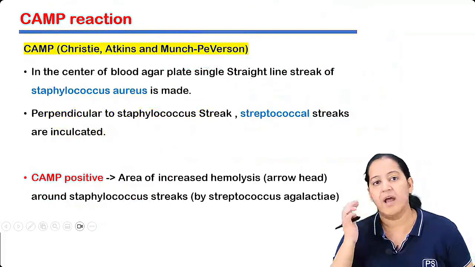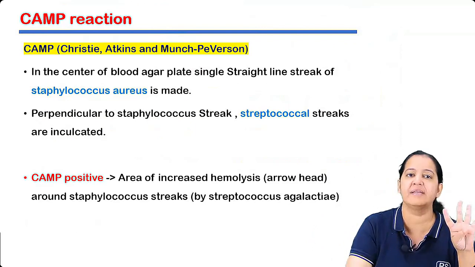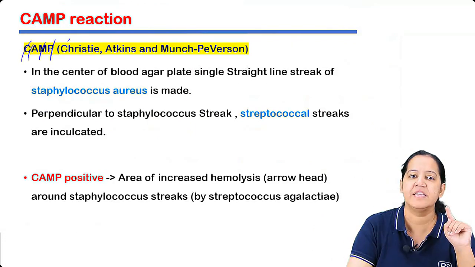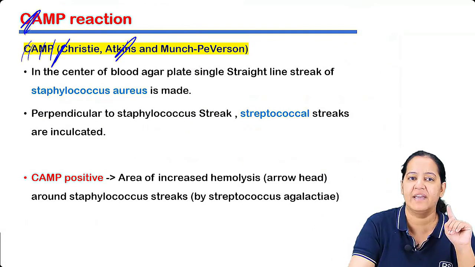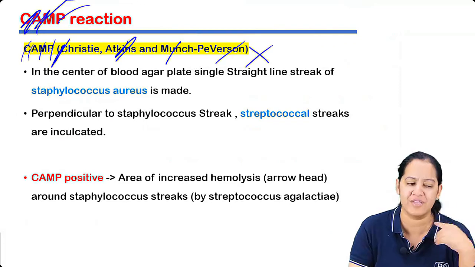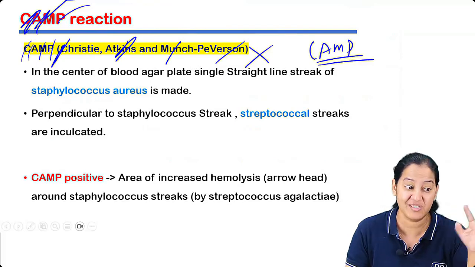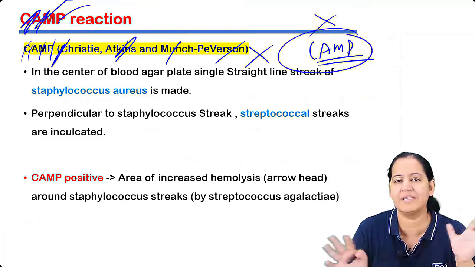So that's number one. And number two, what is CAMP? The full form of CAMP is named after the four scientists who created it. C for Christie, A for Atkins, M for Munch, and P for Petersen. Don't learn the full form. Just for your knowledge, I'm telling you. The CAMP reaction is named after four scientists. Nobody is going to ask you that.